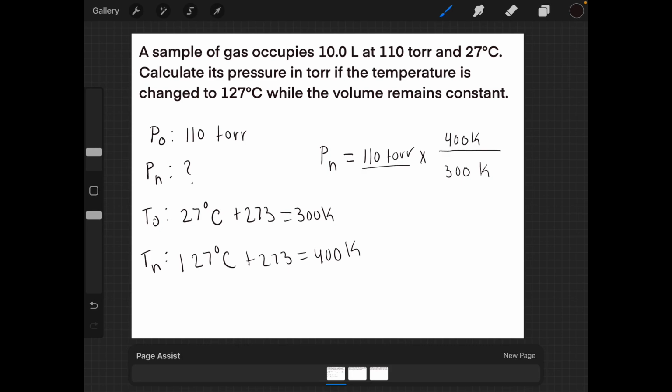Now that I have my equation set up, I can plug it into my calculator. Make sure to put the variable adjustment in parentheses to get the correct answer. I got an answer of 146.7, and my units are going to be torr because that is how pressure is measured.